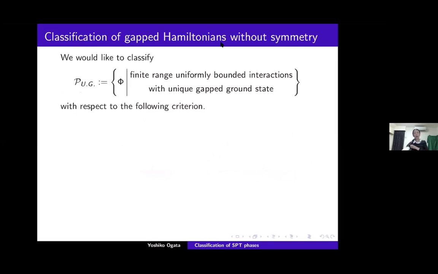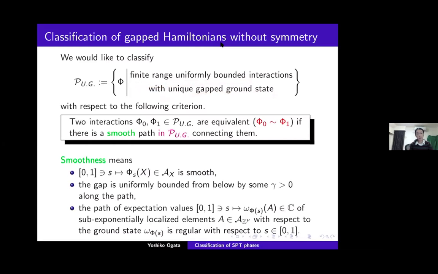Now I can move to the classification problem. And first, I would like to specify what I mean by the classification of gapped Hamiltonians without symmetry. In this classification, what we consider is uniformly bounded finite range interactions with a gapped ground state. That is our object we would like to classify. And we would like to classify it with the following criterion: two interactions are equivalent, and I write it like this, if there is a smooth path inside of this set connecting them. So that is the criterion.